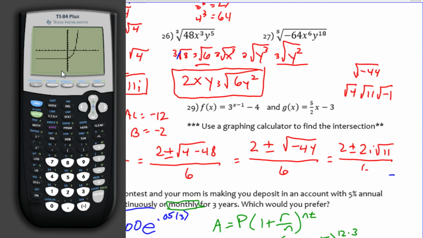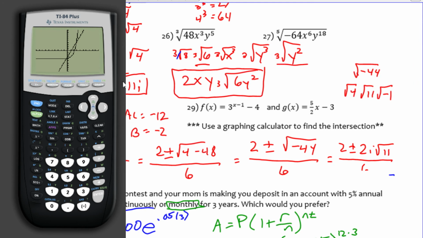Okay, and it wants us to compare that with another function, so I'm going to go back to my y equals, move down to the next y2, and it says 5 halves. So I'm going to open up a parenthesis, 5 divided by 2, close it, x minus 3. So I just typed in the linear function, and because I had a fraction, I put the fraction in parentheses. So I'm going to graph, and here comes my 3 to the x minus 1 minus 4 and 5 halves x minus 3. And it says, use the graphing calculator to find the intersection.